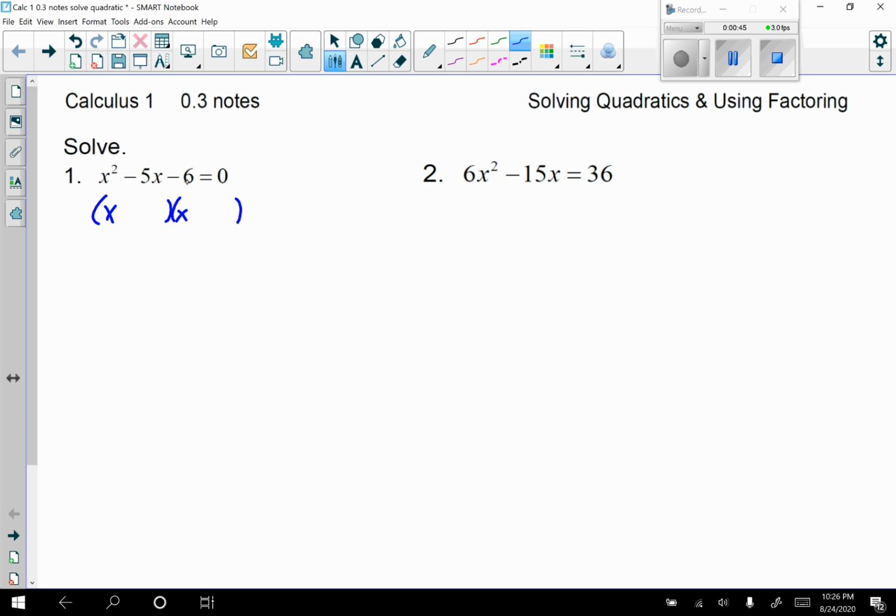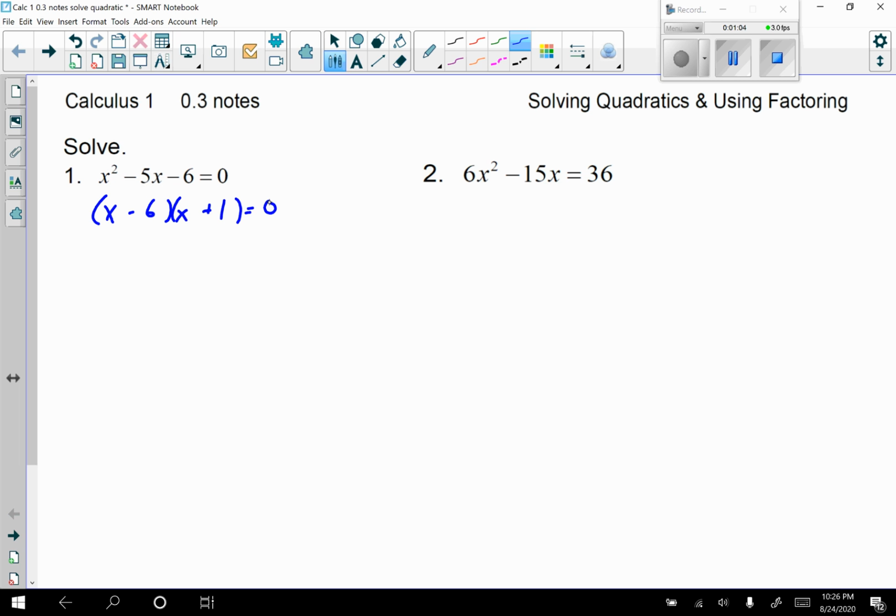Careful with those two. We've got to get a negative 6 in here. That's going to be minus 6 and plus 1. That adds up to be negative 5. So remember what happens next. You don't have to show any other work. You should know the answers. But remember, this is called the zero product property. This is just the big idea for any factoring.